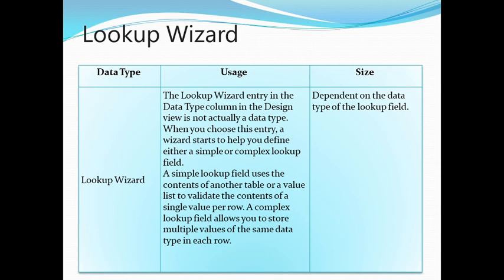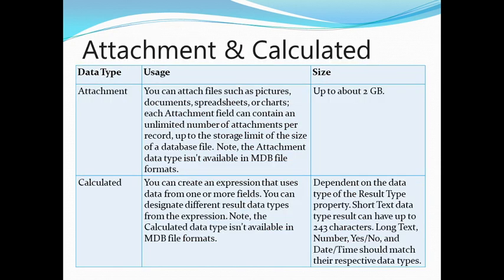Now next we will see attachment. What is attachment? This data type allows you to attach an image, spreadsheet file, document file, chart or any other type of supported file to a record in your database. It is almost similar to the manner in which you attach a file to an email, and the storage capacity is 2 GB. Now the next we will see calculated.